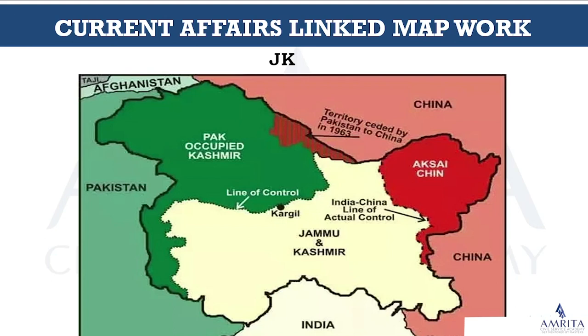However, on the eastern side, the red marked area is with China now. That red marked area is known as Aksai Chin. The border between Aksai Chin and Jammu and Kashmir region, now Ladakh region, is known as the line of actual control. And in the northern part, you can see a green and red hashed area, that is a territory ceded by Pakistan to China in 1963.